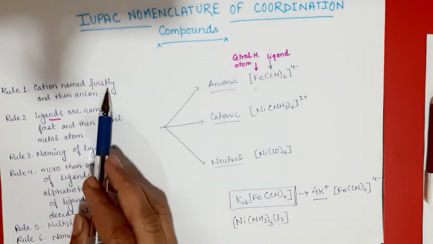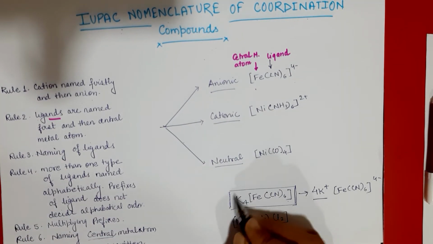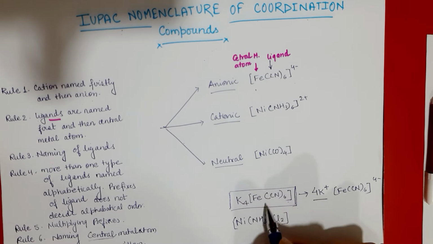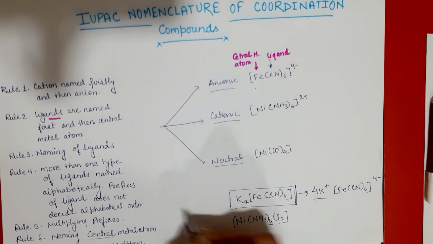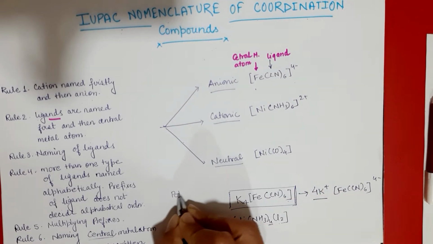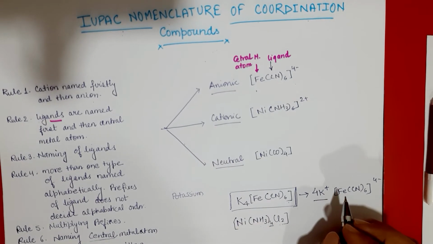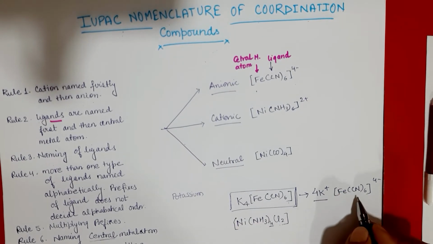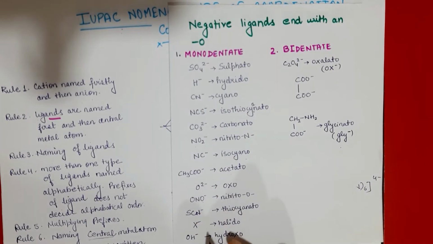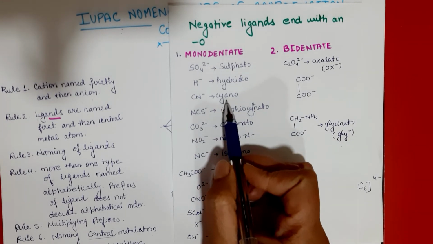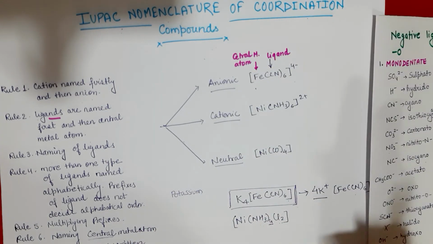number 1, cation is named first and then anion. So we have to write the name of potassium first and then the name of the coordination sphere. So first of all we have to write potassium. Okay, now we have to write the name of the ligand. The ligand here is CN, and how do we write the name of CN? We write it as cyano. Okay, cyano, and there are 6, so hexacyano.